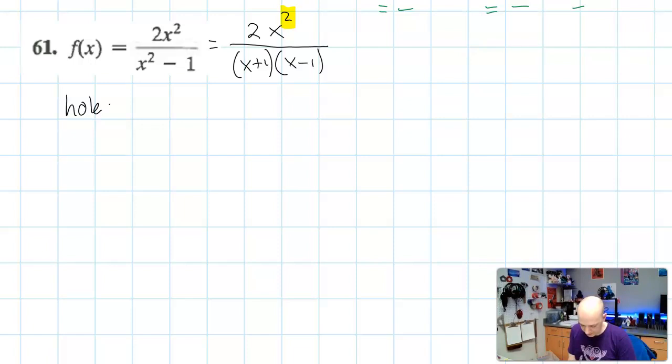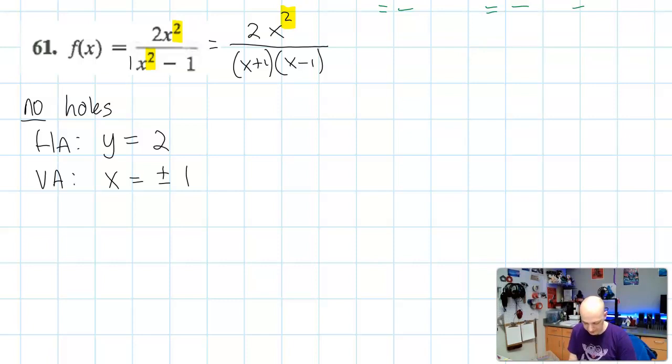Holes, there are none. There are no holes because nothing cancels. The horizontal asymptote is also going to be different because we now have balanced degrees. We have an x squared over x squared. So that's going to be at y equals 2, the ratio of the coefficients, 2 over 1. Vertical asymptotes are going to be at x is equal to plus or minus 1.